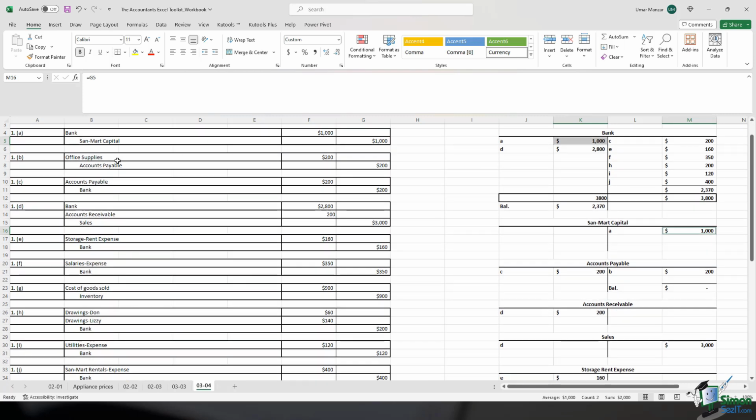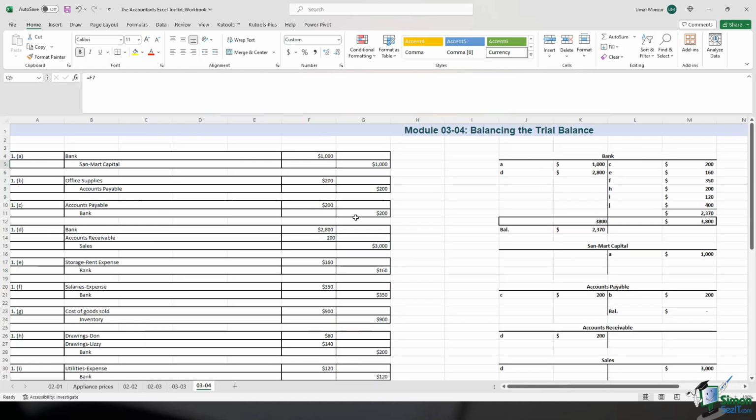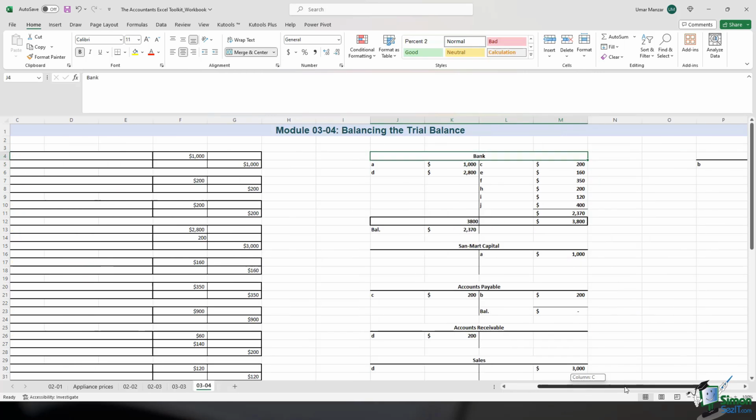If we scroll down and have a look at 1B, it was a $200 transaction that was hitting the office supplies and the accounts payable accounts. We see a $200 credit in the accounts payable trial balance, $200 debit in the office supplies account as well. So you will be able to find the matching debit and credit entries in our T accounts listed on the right-hand side.